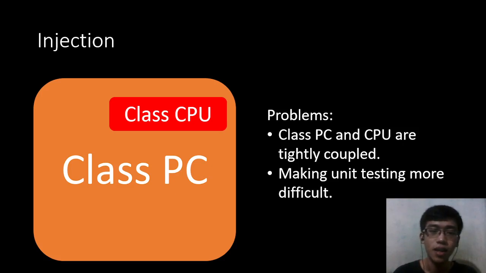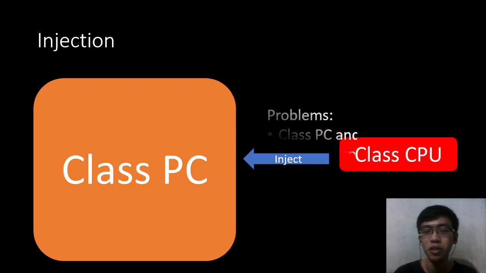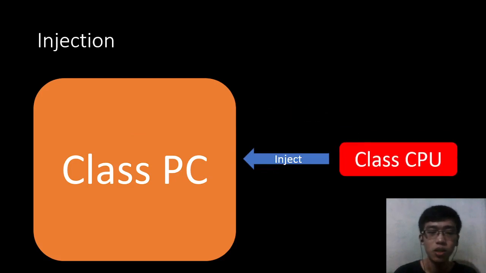So then the dependency injection pattern appears. Instead of creating the CPU class directly inside the PC class, we will remove the CPU class from it and inject it into the PC class. This is called the inversion of control principle. So the diagram will be like this. As you can see, the CPU class will be injected into the PC class.